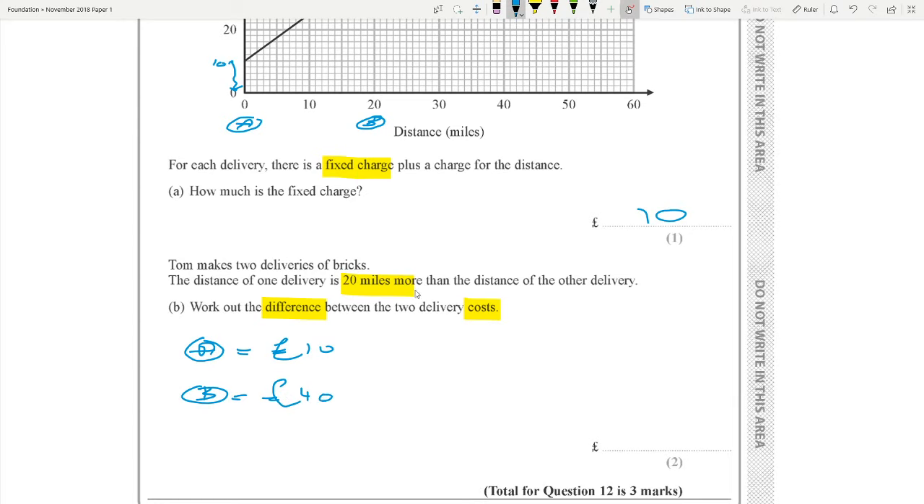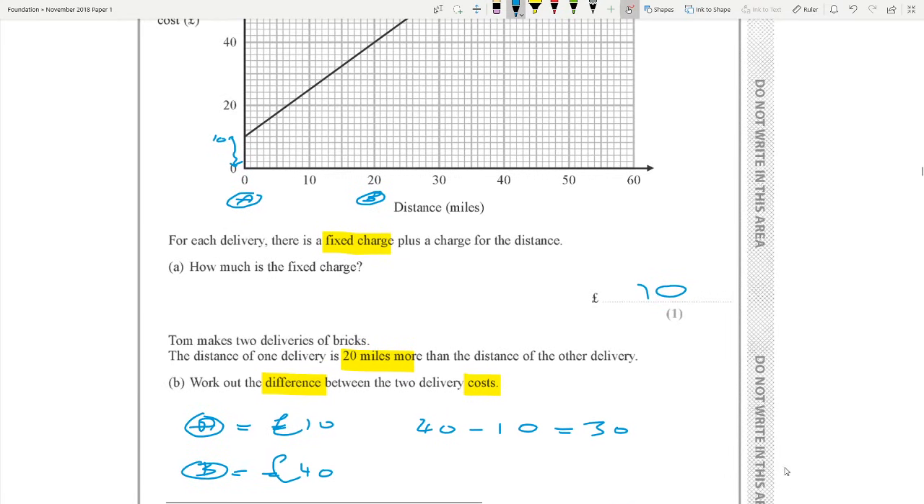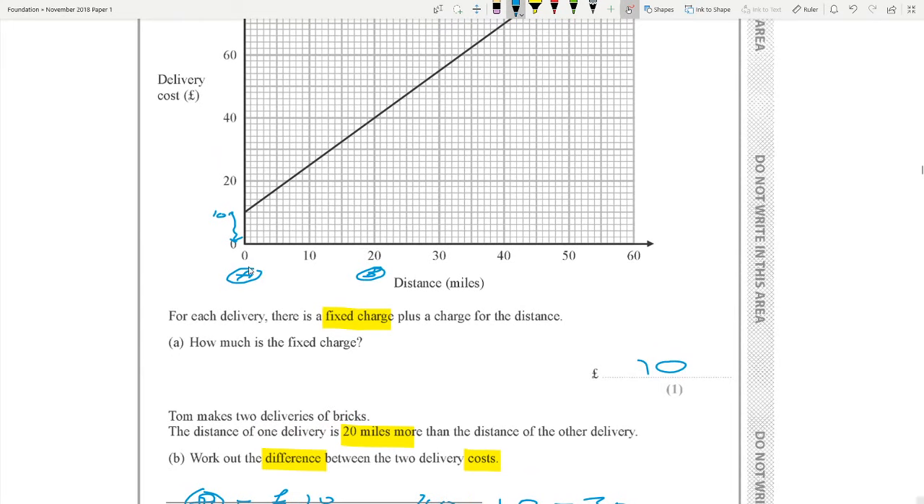The question's asking us to work out the difference between the 2 costs. Well, it's just going to be £40 take away £10. So the difference in cost is just £30. Now as I said, you can choose any 2 points to do this. I just chose this as my A because it was simple. It's easy to read at 10, and 20 is also easy to see. That's 40.